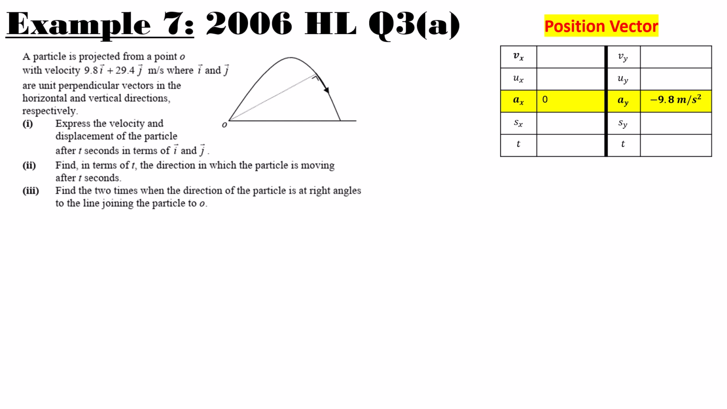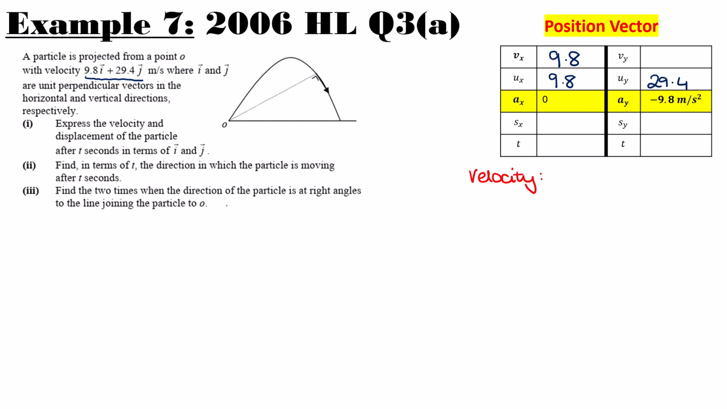So the first thing I'm going to do is look at my initial velocity. Lucky for us, we don't even need to resolve it in this question because they have given it to us. So it's 29.4. I can put my 9.8 there as well. So we're doing everything in terms of t.